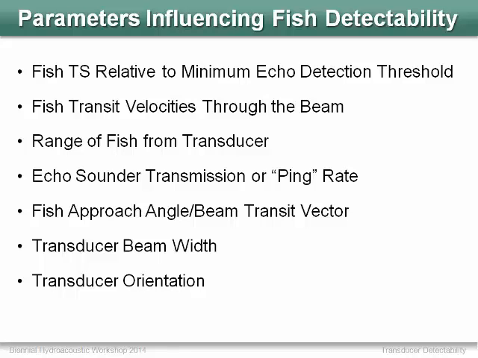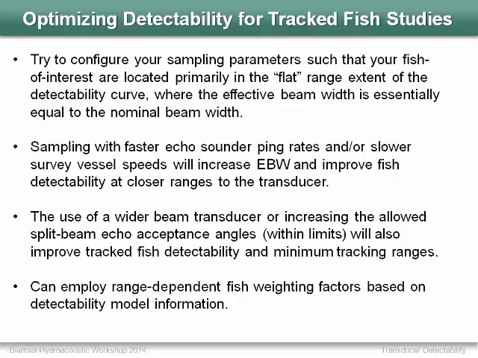And then transducer orientation. We already talked about that, just trying to work in that flat part of the curve. Running at faster echo sounder ping rates, if your depth will support it, helps that effective beam width to essentially be equivalent to your nominal beam width across the ranges you're interested in.